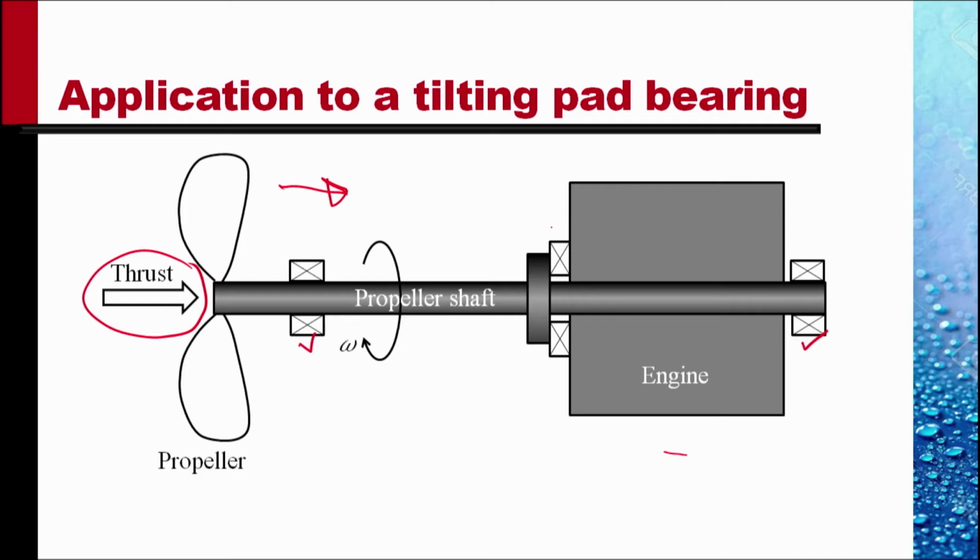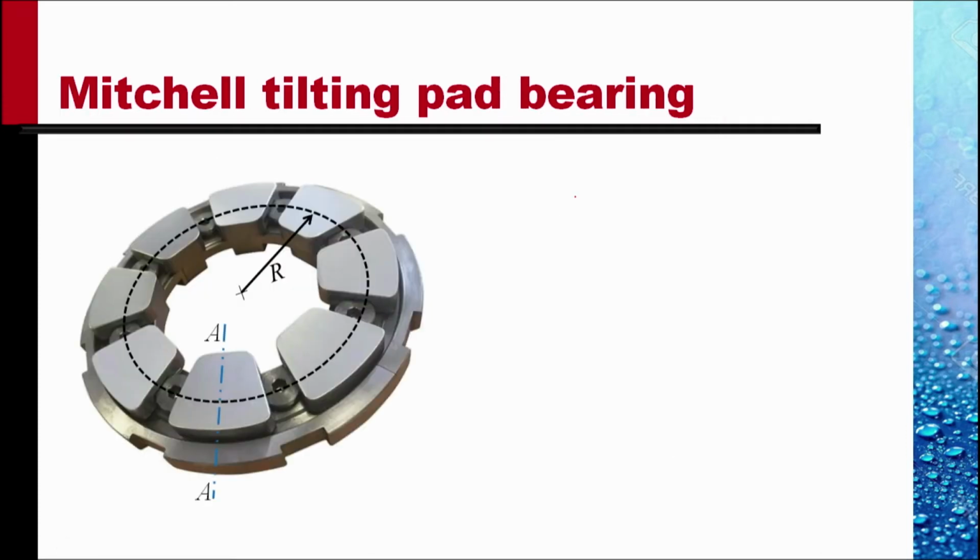This is the thrust bearing which permits the shaft to rotate easily with very low friction while resisting the axial force. One of the common designs of a thrust bearing is a Mitchell tilting pad bearing. This works on the principle of Couette flow.